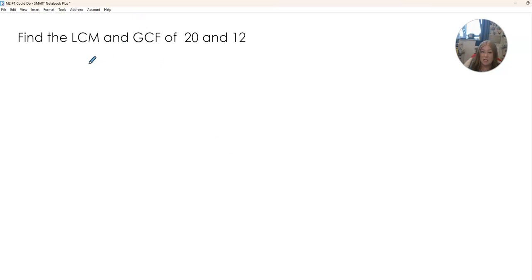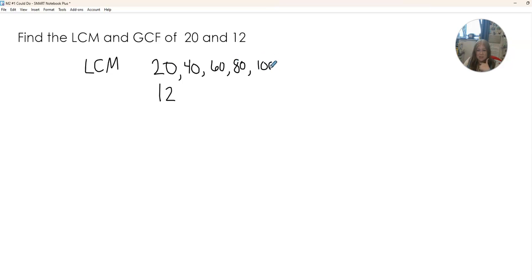Okay, now we're going to try 12 and 20. So our least common multiple, every time I'm thinking littlest number that I multiply. So we have 20 and 12. So 20 times 1 is 20. 20 doubled is 40. 20 times 3, right? 20, 40, 60. It's just like counting by 20s. 20, 40, 60, 80, and 100.